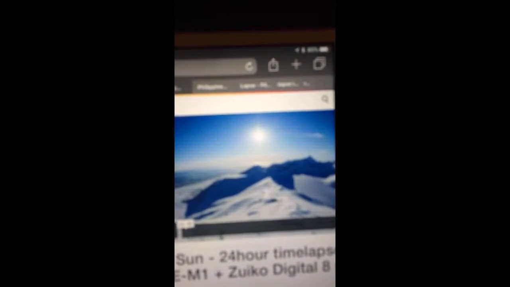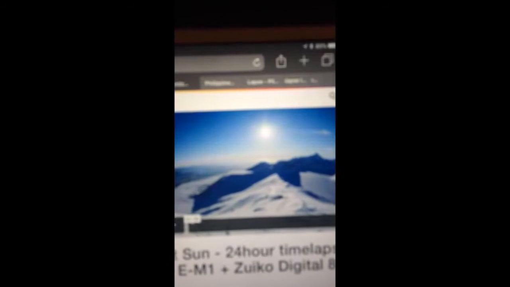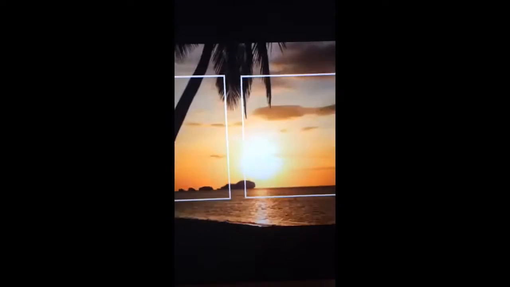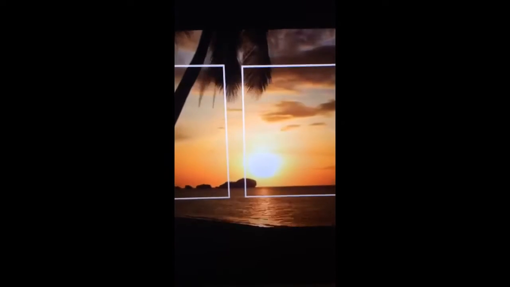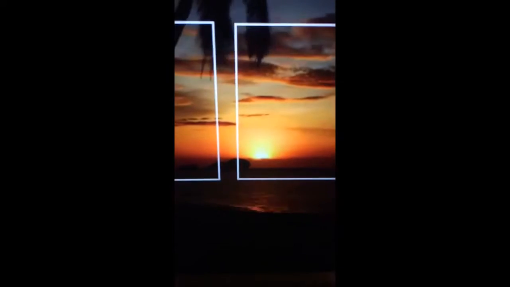Now I'm going to show you a picture of the sun seen from the Philippines, really close to the equator, and you can see how much larger it is. So here's the sun seen from a location near the equator. As you can see, it's a lot brighter or larger, one of the two.